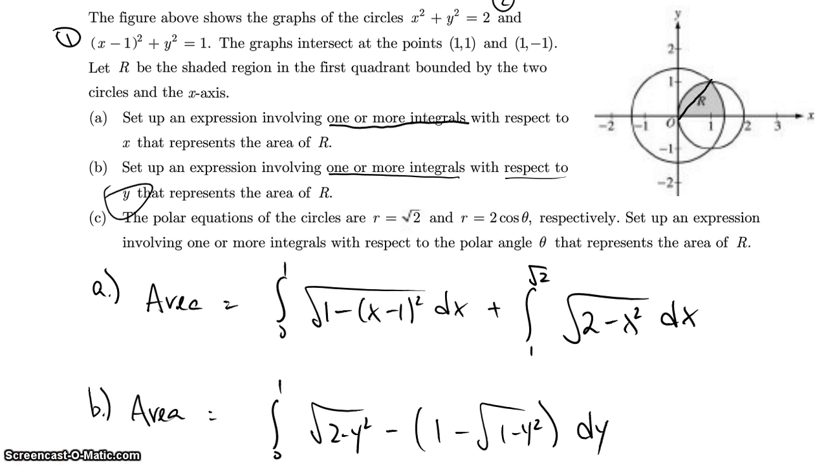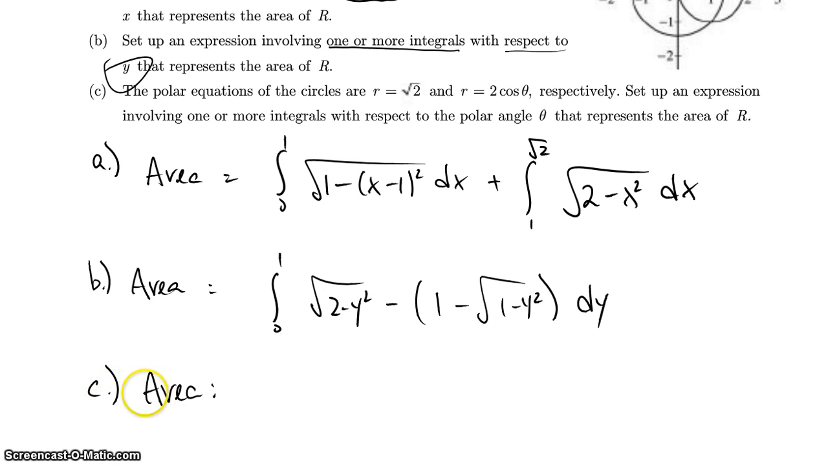For part C, this is much different. We are integrating polar equations, but those two polar equations are exactly the same as the graph. So I would draw a line just to divide the two parts. The shaded part is very easy.